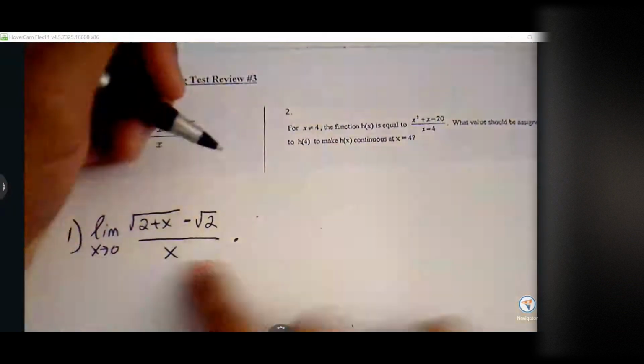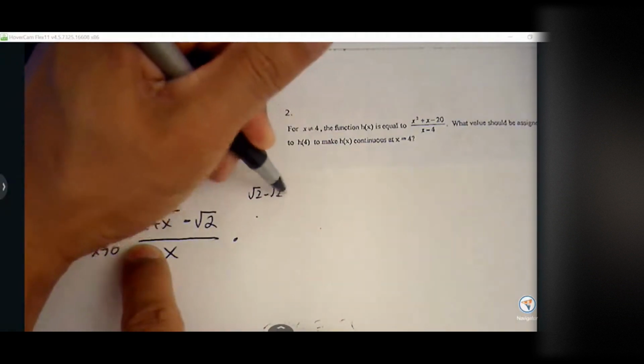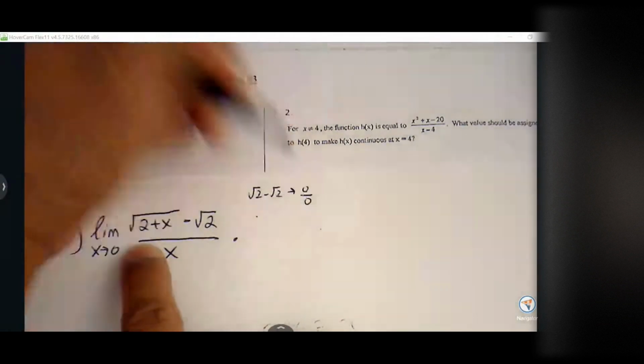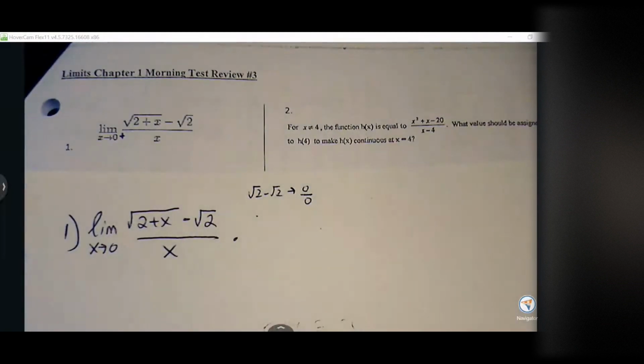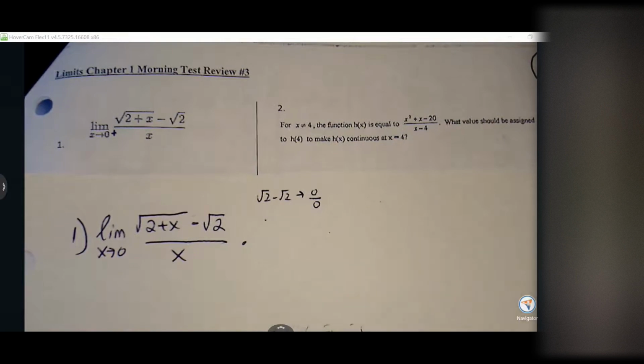Oops, sorry. First step first, 0 in for x. I get √2 minus √2 over 0. 0 over 0 confirms that there's a hole in the graph. The limit does exist. So it doesn't matter if I'm approaching from the left or from the right, it's going to be the same value. Everything will be consistent. There's no need for any decimals, right?